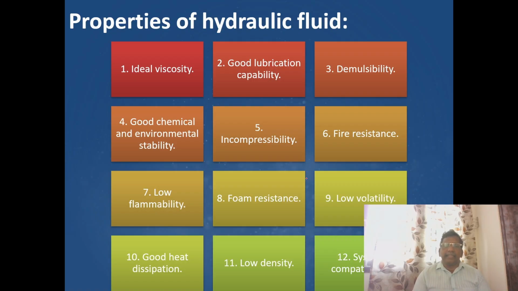incompressibility, fire resistance, low flammability, foam resistance, low volatility, good heat dissipation, low density, system compatibility. So these are all. When you choose a hydraulic fluid, first of all we have to check the properties of the particular fluid. So viscosity index is very important. Viscosity level is very important. Then it should be a good lubricant. It should be de-emulsible, water content we have to remove. It should be an incompressible fluid, fire resistant.